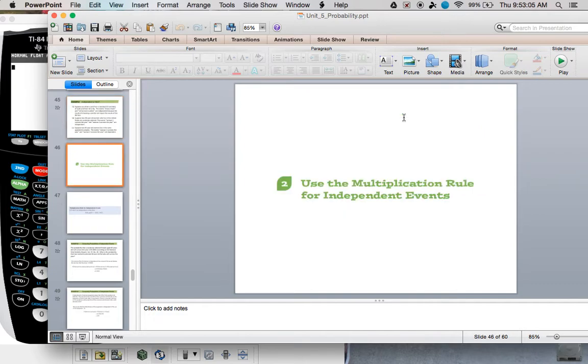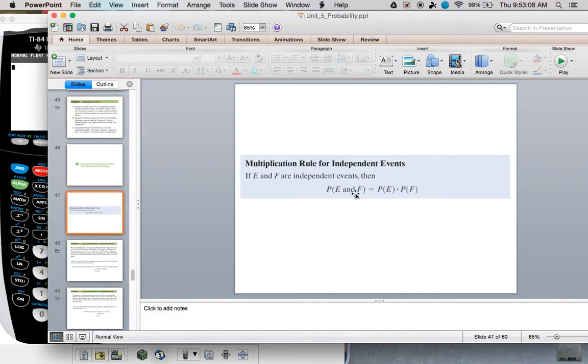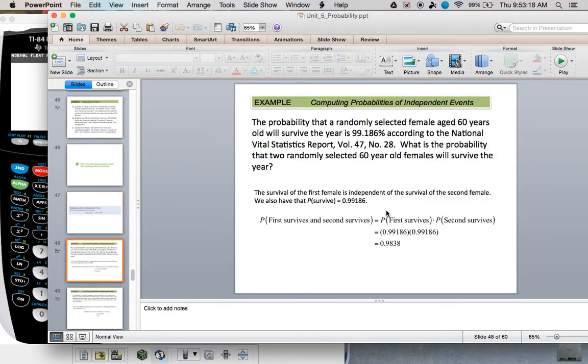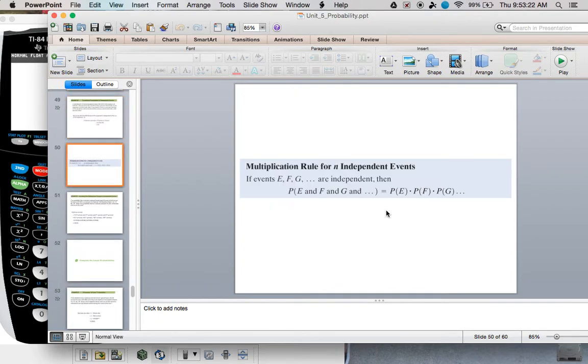Then the multiplication rule. Notice this word "and" here that I'm highlighting. And you multiply probabilities, unlike the addition rule where we add. So we multiply probabilities. You could go through the examples and stop when you need to. And if we have multiple independent events, all of them independent of each other, we just keep multiplying.